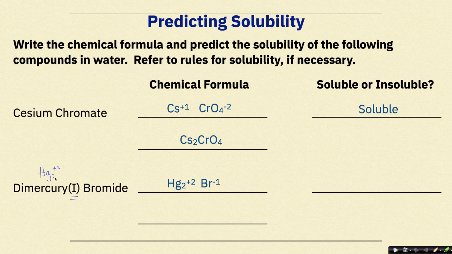The negative ion is going to be Br-1. So our chemical formula is going to be Hg2Br2. Now, don't reduce that. That will not be good because you won't have that polyatomic anymore. Is it soluble or insoluble? If you said insoluble, you are correct.